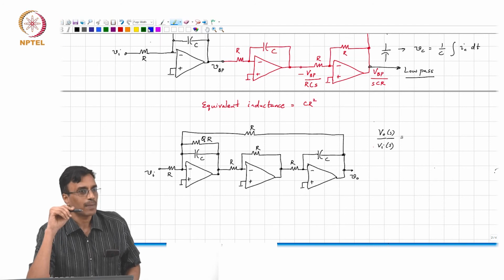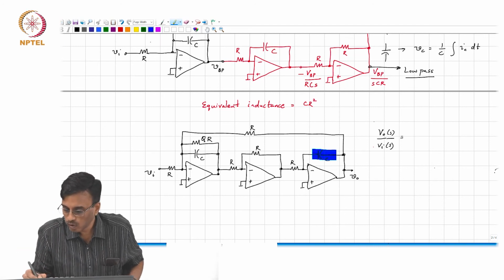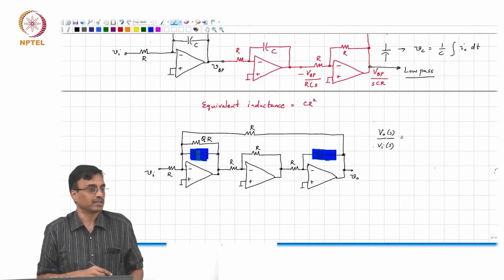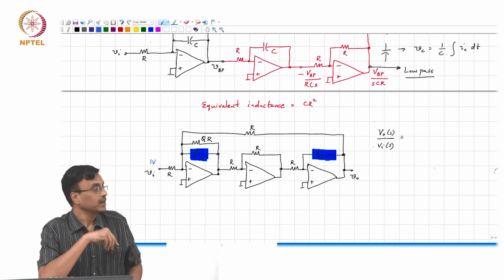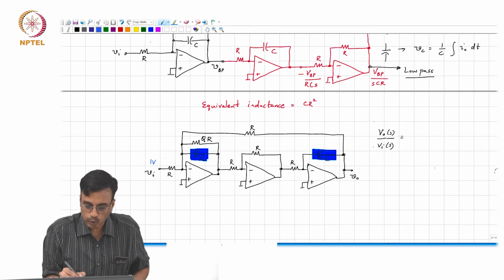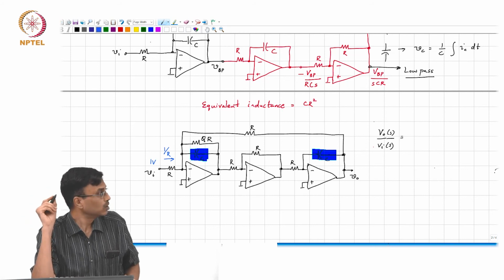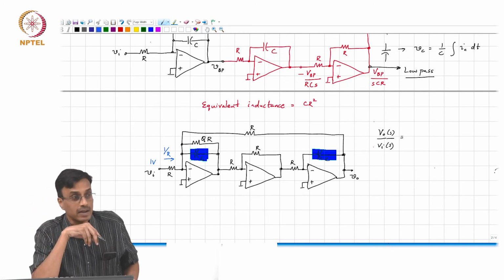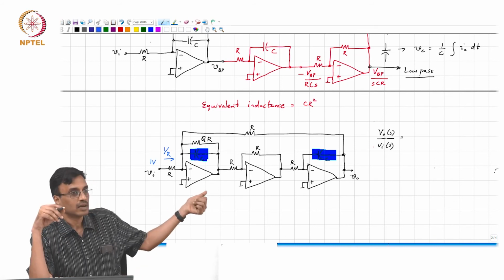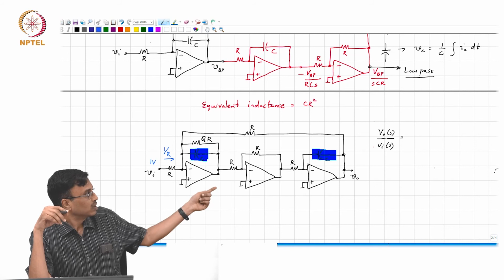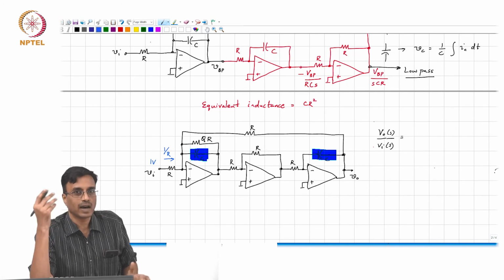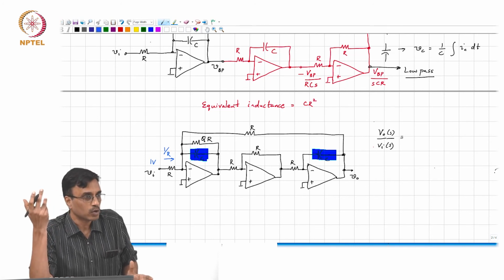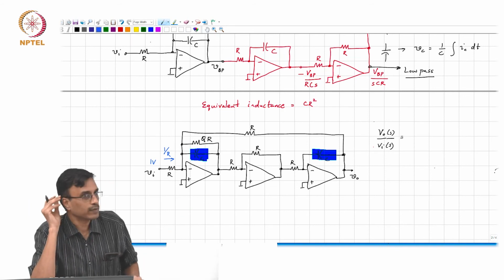At DC, what happens? All capacitors are open. So both these capacitors are open. If I have a DC voltage, say 1 volt here, the current that's flowing here is 1 by R. And where must all that current flow? Nothing can flow through the capacitor, correct? It can only flow through QR and R. We don't know how much flows through R and how much flows through QR, but is there a way of finding out how much flows through QR?